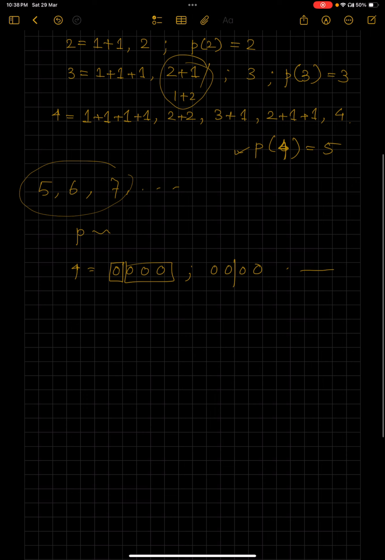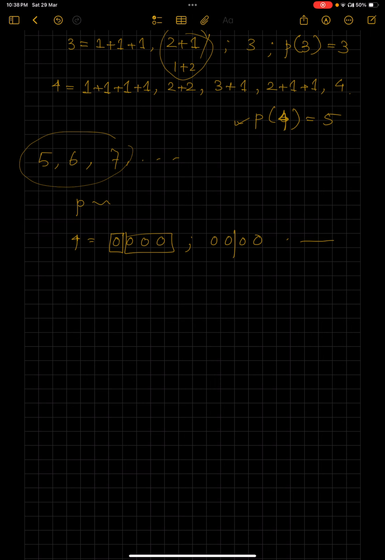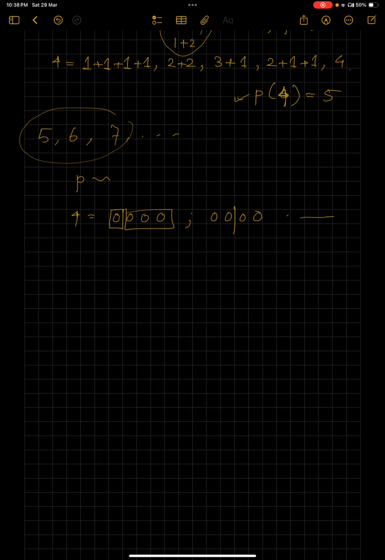So then soon I realized that this problem can be mapped to a problem in physics, specifically in statistical physics, that is very easy to solve. So let us see how.